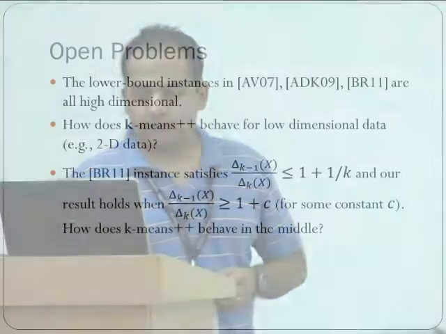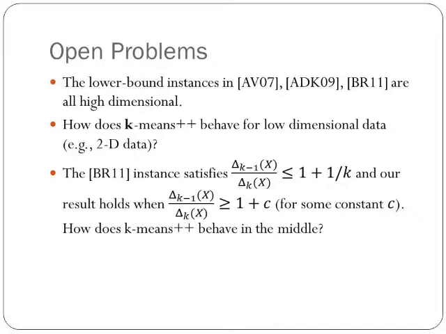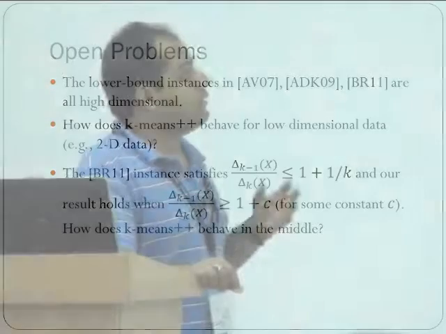Now the problem, however, is that our understanding of the k-means plus plus algorithm is still not complete. There are various holes in our understanding. The first thing that we don't understand is the following: all the lower bound instances that people in the past have given are in high dimensions. So the question is, how does k-means plus plus behave for lower dimensional data? How does it behave for 2-dimensional data, for example? Even that is not fully understood.